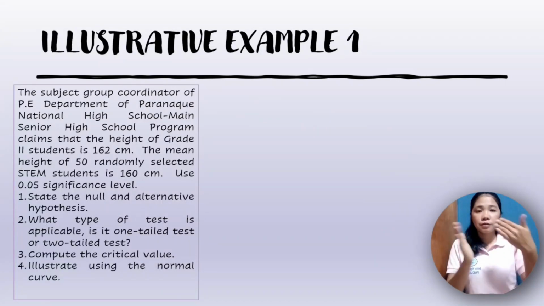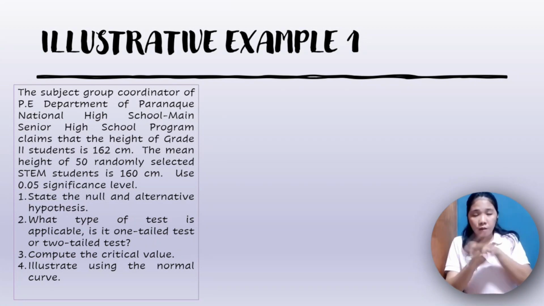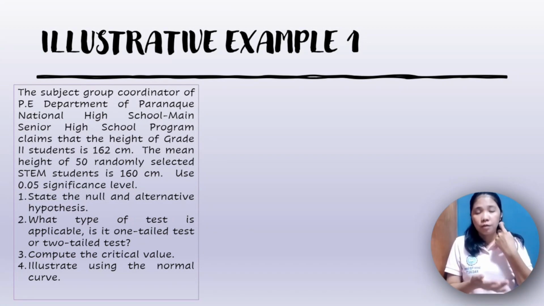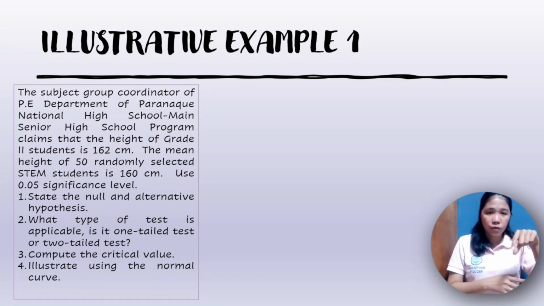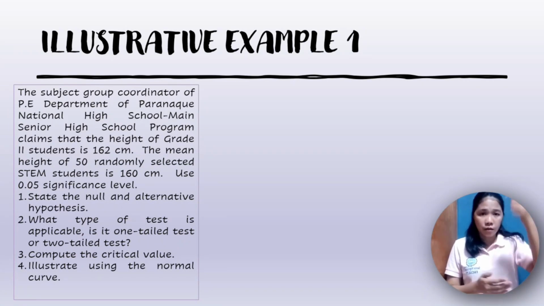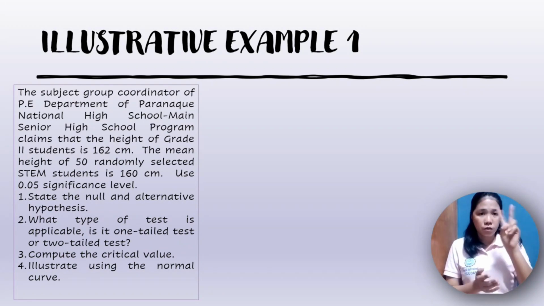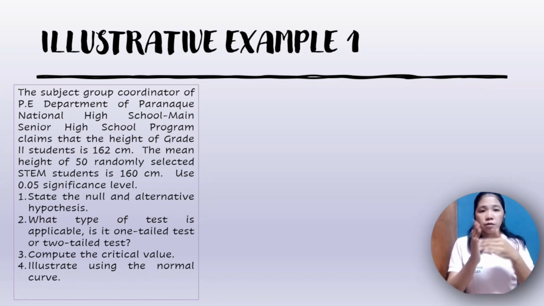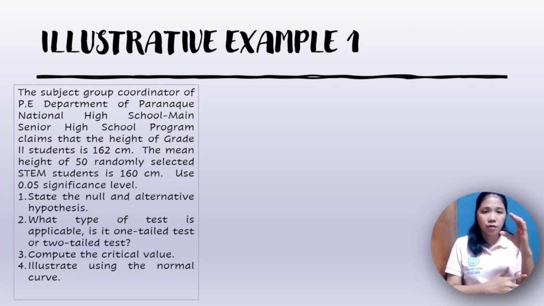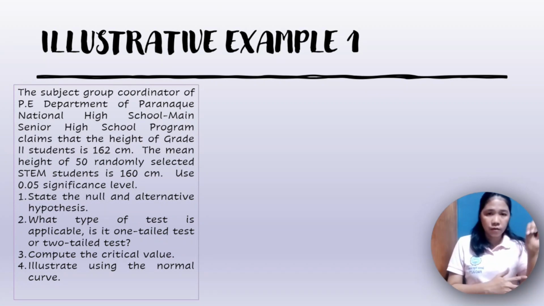Now let us combine what we have learned a while ago in this given example. The subject group coordinator of the PE Department of Parañaque National High School Main Senior High School program claims that the height of grade 11 students is 162. The mean height of 50 randomly selected STEM students is 160 centimeters. Use 0.05 significance level.